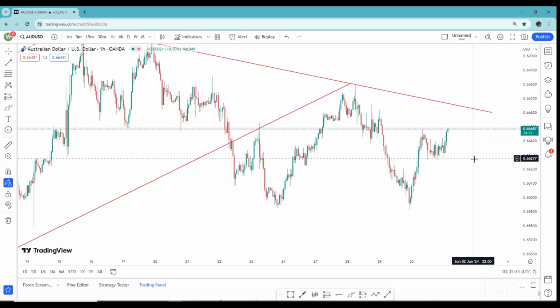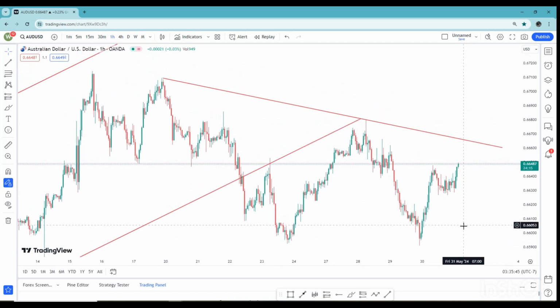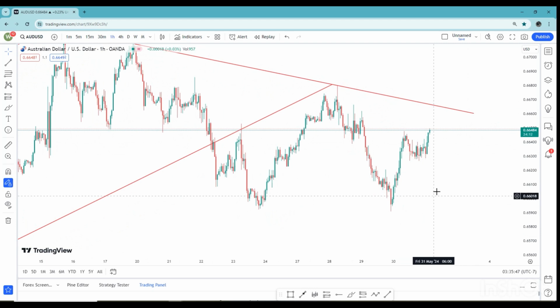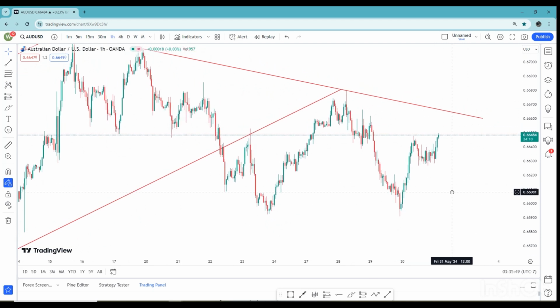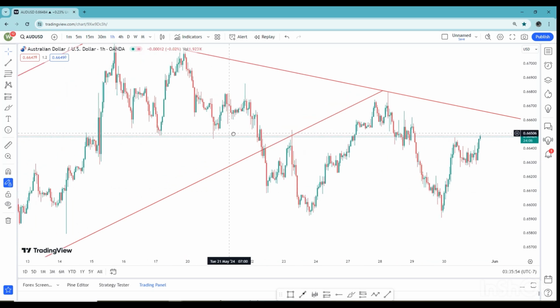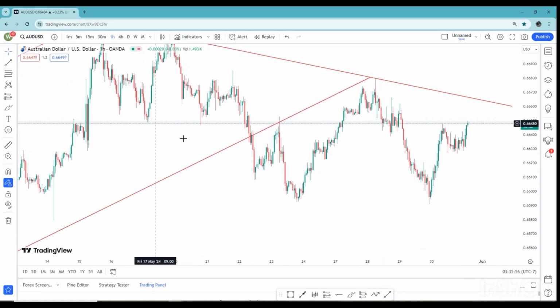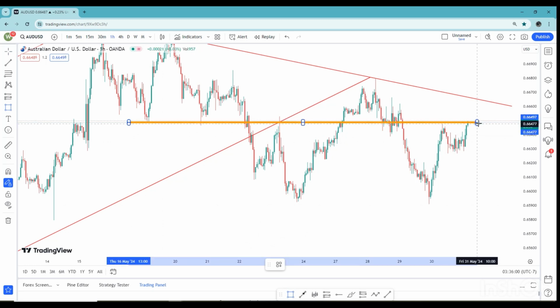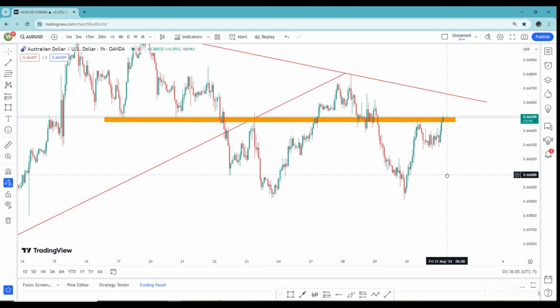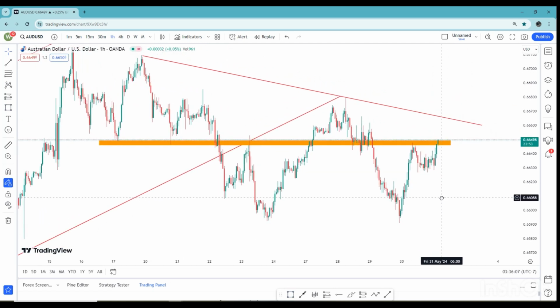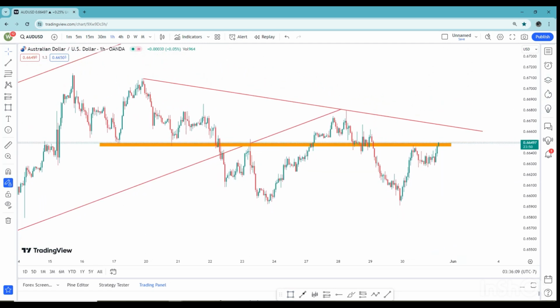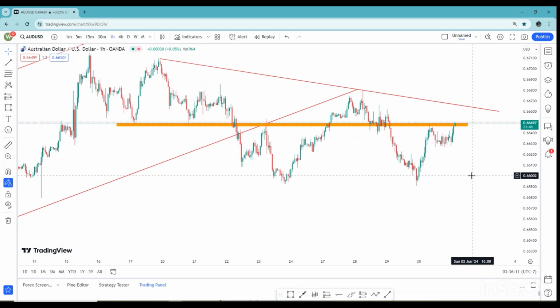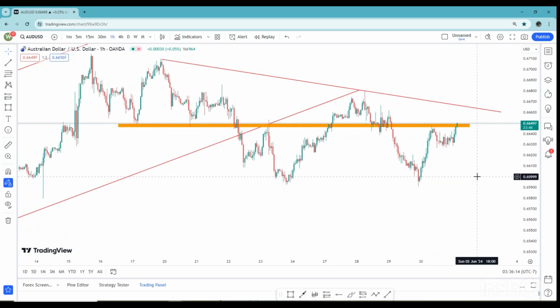All right, since we have this trend line right here, we also got some zone around this area. I don't know if you all can see that. We got some zone around this area. So by now this is what we have on the 1-hour time frame.